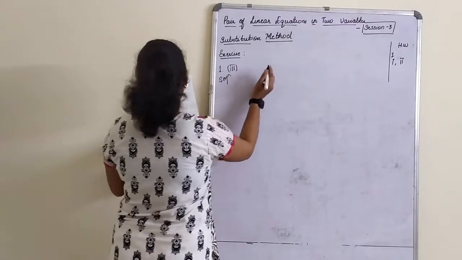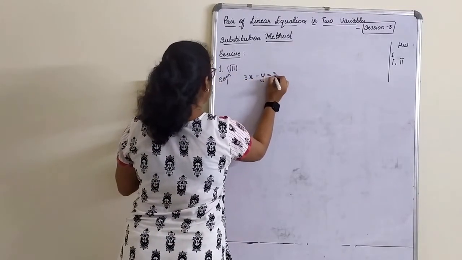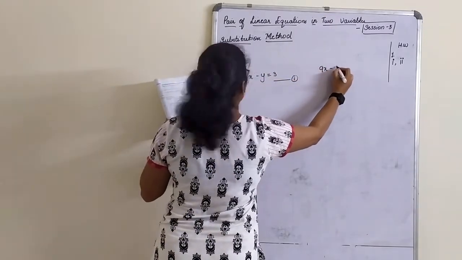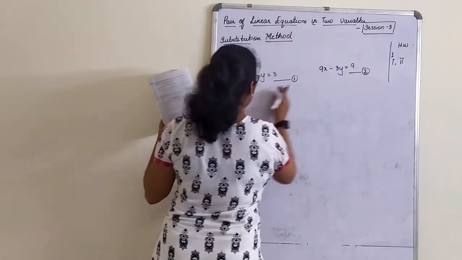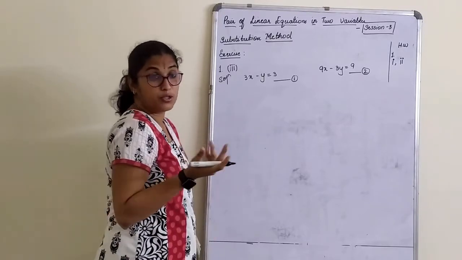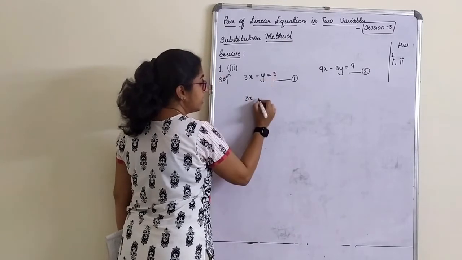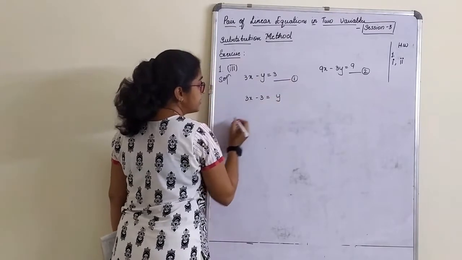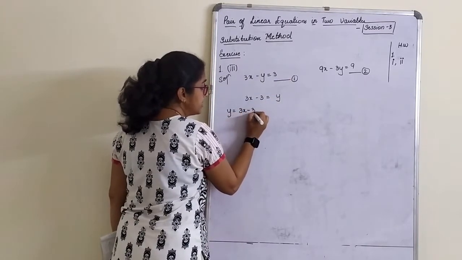After you copy the question, write Solution once again. 3x minus y is equal to 3, equation 1. 9x minus 3y is equal to 9, equation 2. Now equation 1 we have chosen here. Whichever equation you want, you can choose to substitute. I'll choose this equation. I will keep 3x as it is, transpose minus 3 here, and this is equal to transposing y, plus y. Therefore, what is the y value? y is 3x minus 3.